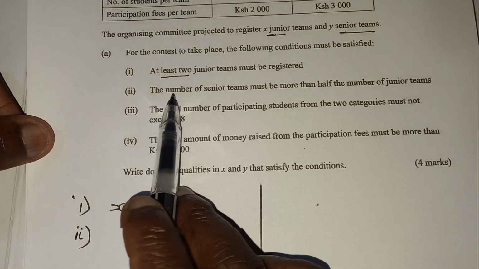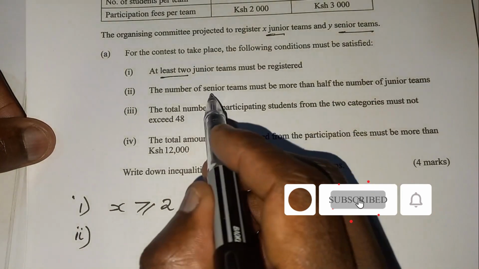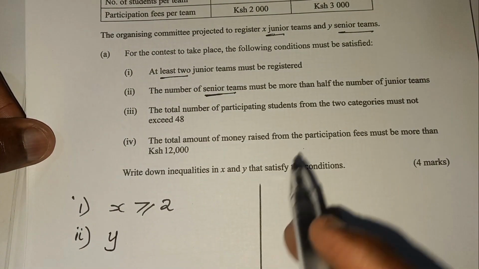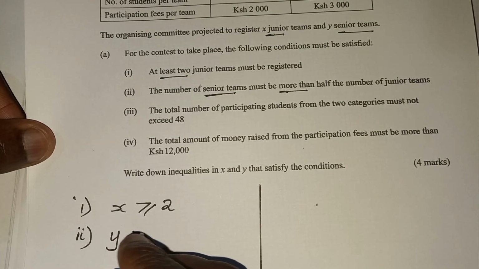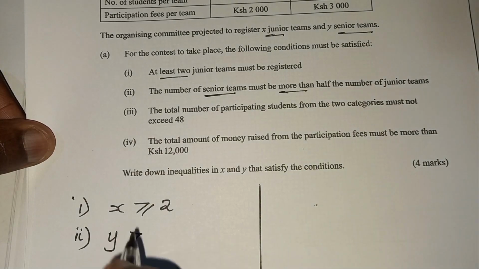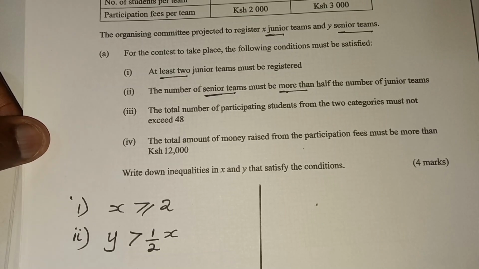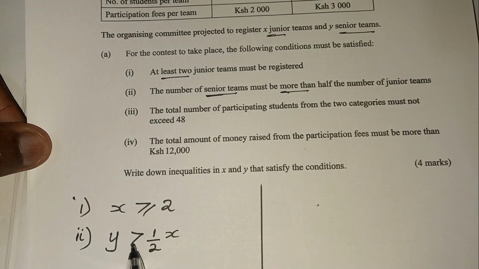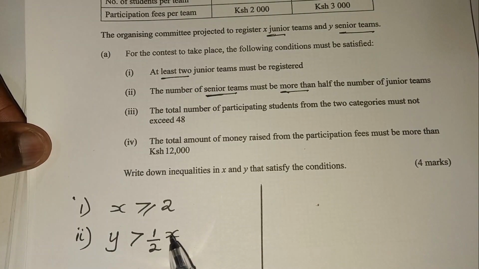The second inequality: the number of senior teams must be more than half the number of junior teams. The number of senior teams, represented by Y, must be more than half. More means greater than half the number of junior teams. Junior teams are X, so that would be half X. That is the inequality you form from that statement: Y is greater than half of X.